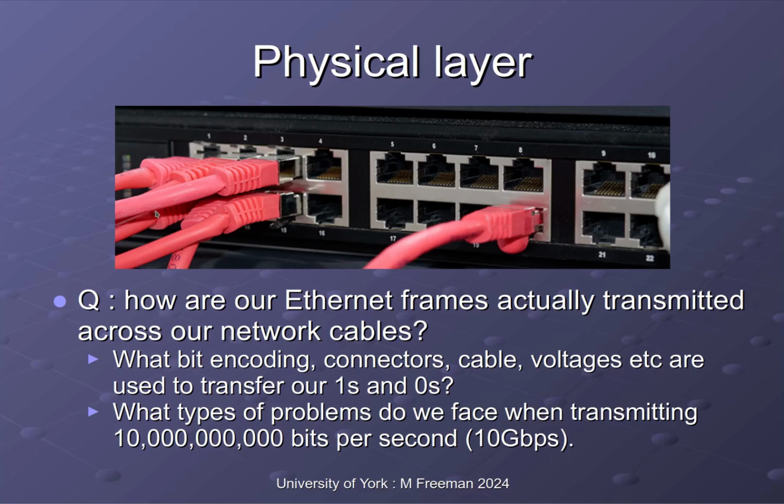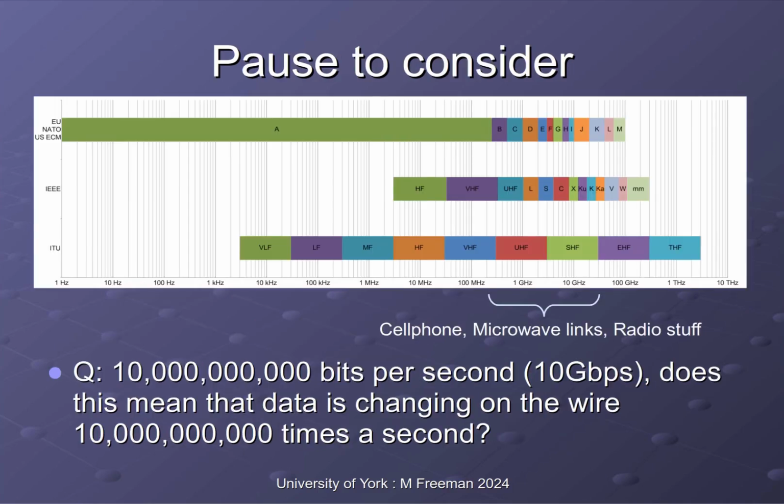Well, we know it's copper wire, but how many wires? How are our bits encoded along those wires? What voltages are used? Also, what frequencies do we send on those cables? What are the limitations of our copper wire? If we're sending 10 gigabits per second down our Ethernet cables, does that mean that a bit changes on those wires every 10,000 millionths of a second? Are we transmitting at frequencies of 10 gigahertz? And as you probably guess, no, we're not.